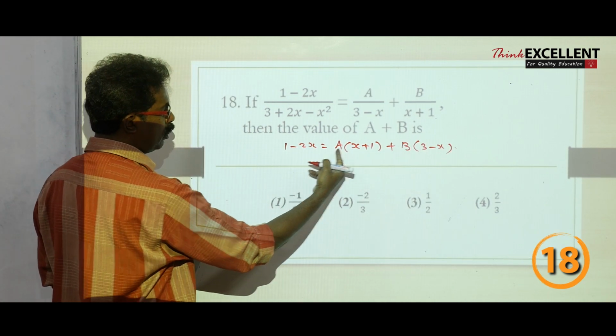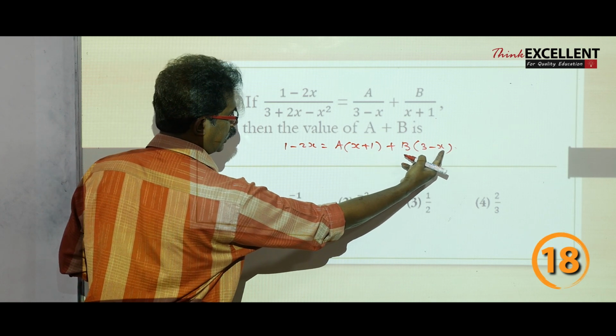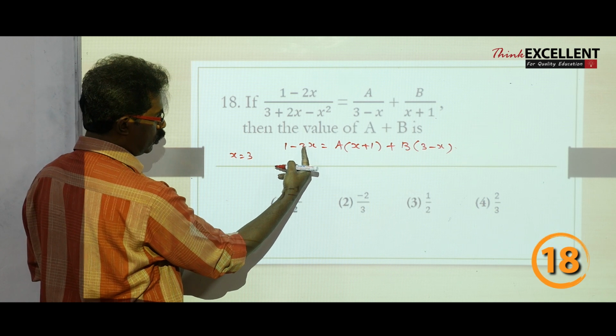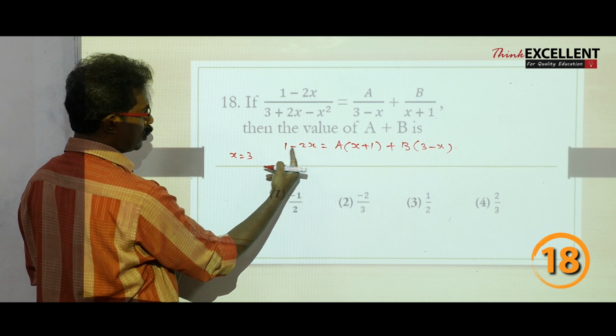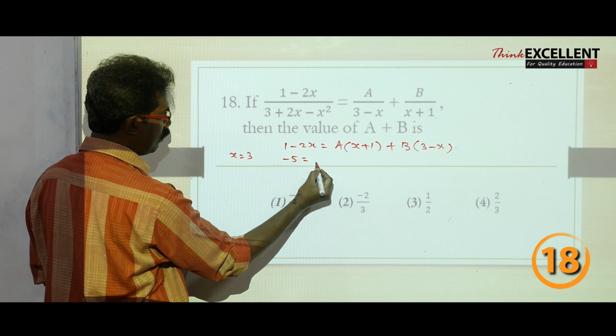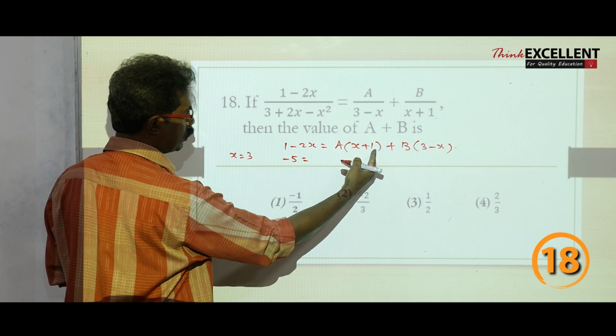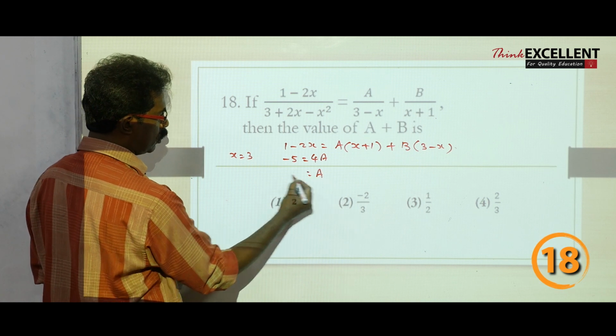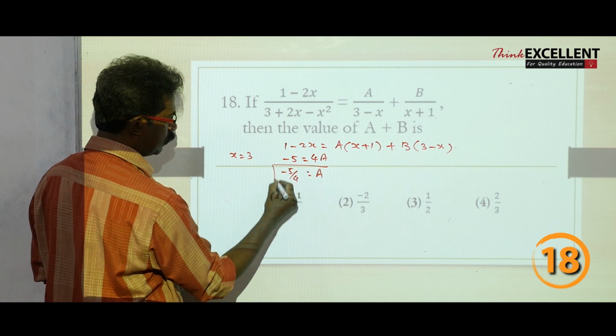To get a value, make this 0. For that you put x is equal to 3. When you put x is equal to 3, 2 into 3, 6. So 1 minus 6 is minus 5 is equal to, you are giving 3, so 3 plus 1 is 4, so 4a, and that part gets 0. So a is equal to minus 5 by 4.